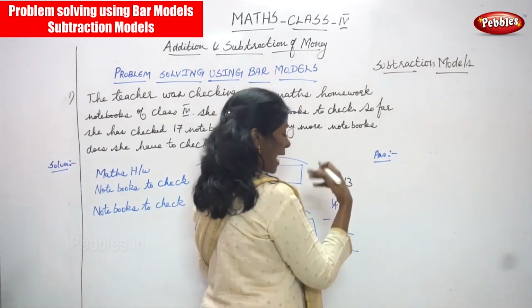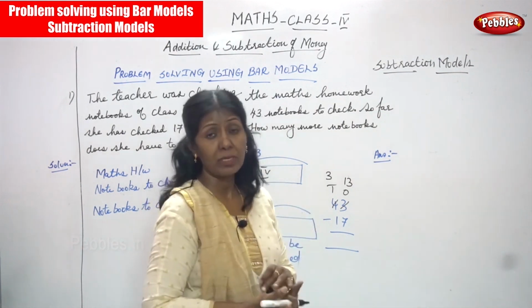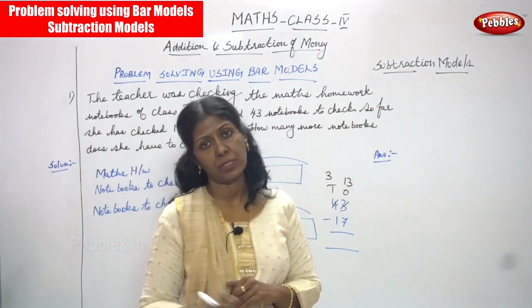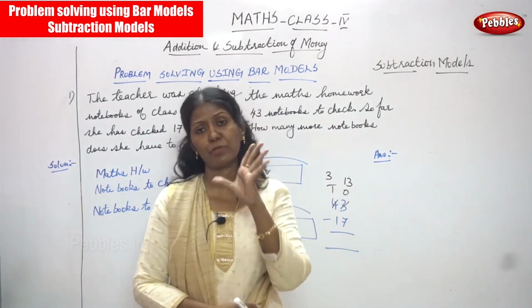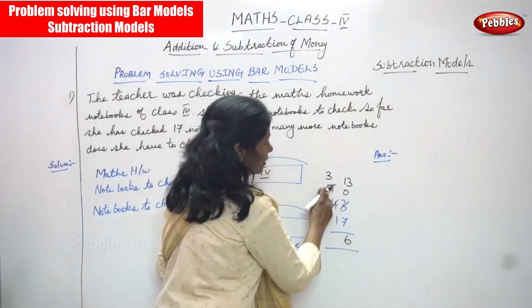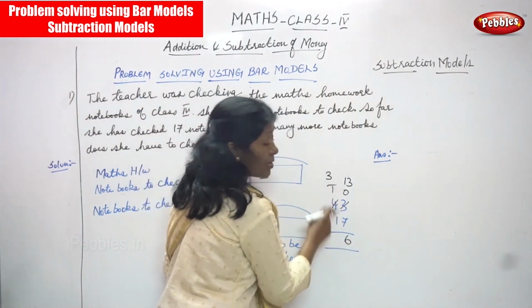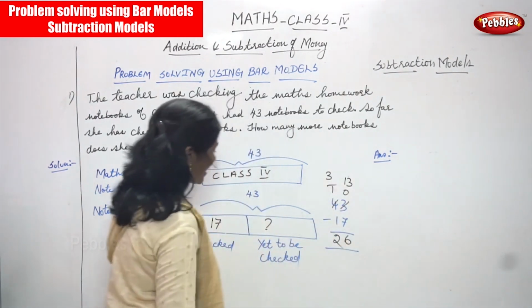13 minus 7. I've already told you it's backward counting. You start counting after 7 up to 13, that means 8, 9, 10, 11, 12, 13. So 6 is the number. And here 3 minus 1: 3 is the greater number, 1 is the smaller number, 3 minus 1 is 2. So the answer is 26.